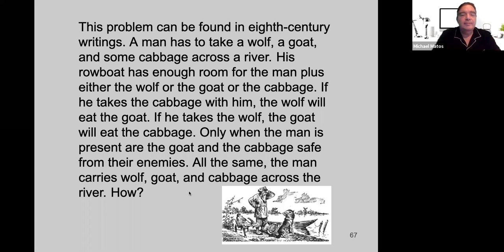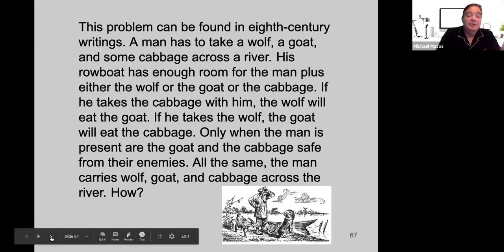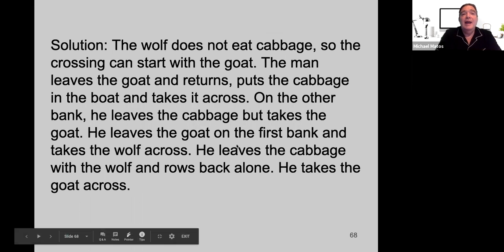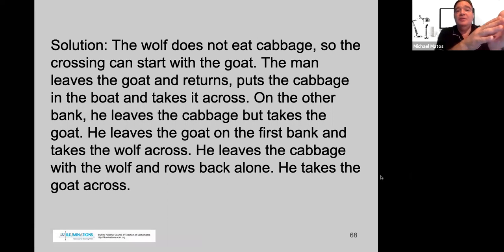So we think about it. Maybe you thought about it already, how that might work. And obviously I let my students think about it, and they could debate in groups and so on. And of course, what happens is that the wolf does not eat the cabbage, right? So crossing can start with the goat. So the man takes the goat over and returns, puts the cabbage in the boat and takes it across.